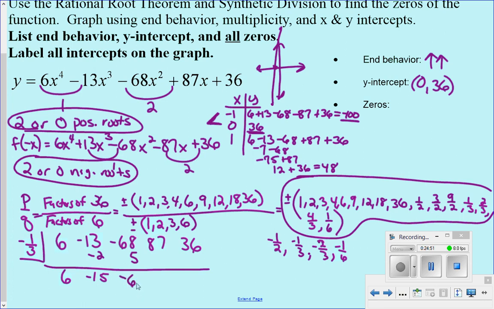negative 63. Negative 63 divided by negative 3 is positive 21. Plus 87 is 108. And 108 divided by negative 3, or times negative 1/3, is negative 36. So we have a zero remainder, which means we just confirmed that x is equal to negative 1/3. That is a root. Okay, so now what I'm going to do next is check to see if this polynomial factors.